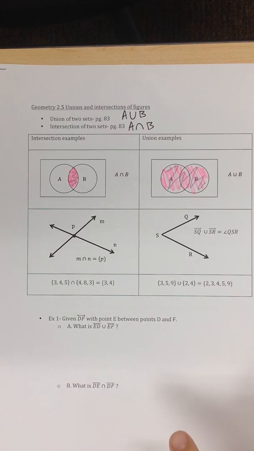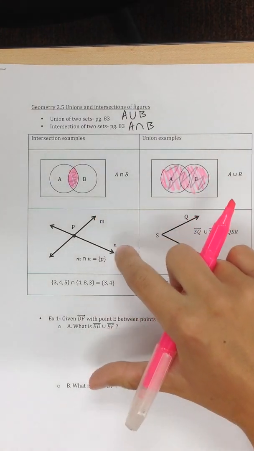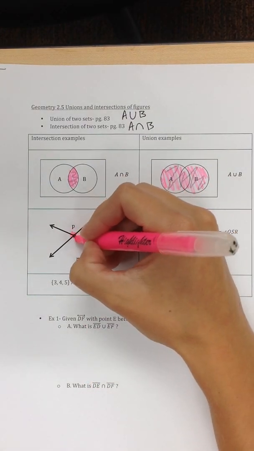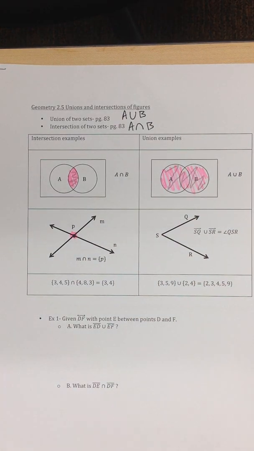Now you also might see this as lines. The intersection of these two lines here, M and N, would be this middle point, P, because that's where those two lines cross. So that would be their intersection.